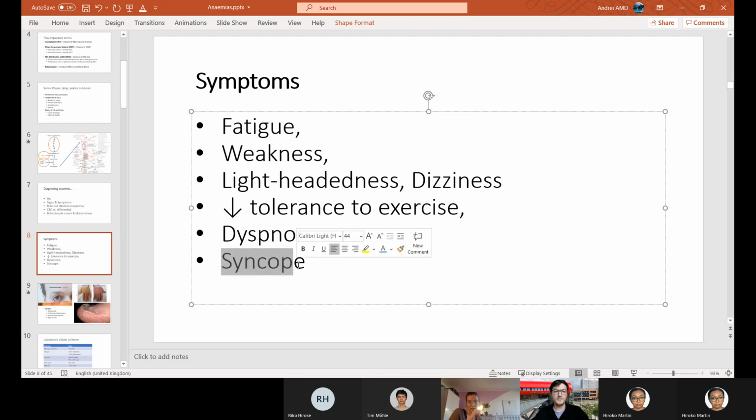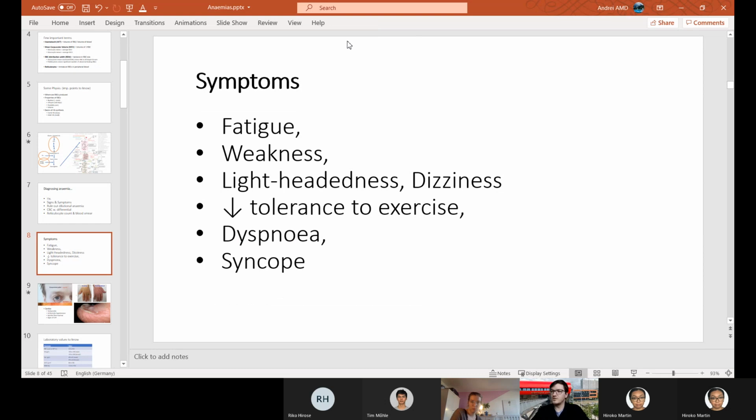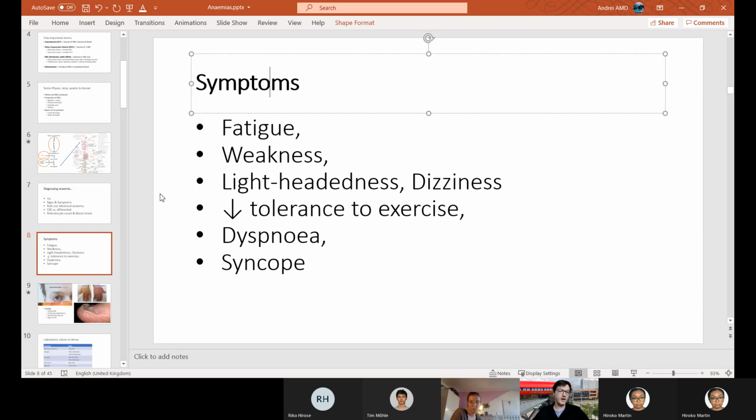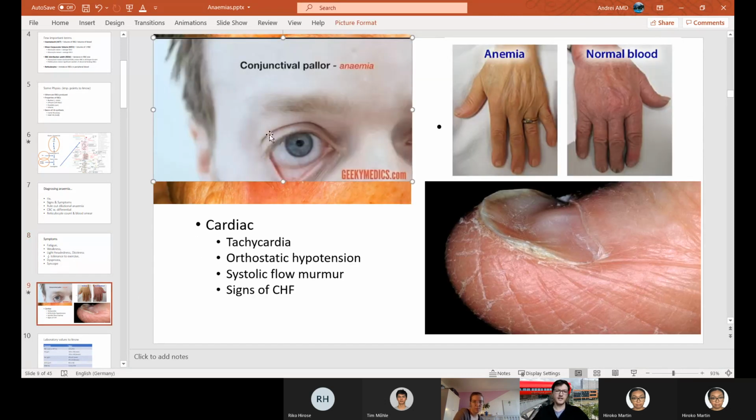And then syncope. Syncope is something that happens when there's not enough perfusion or not enough oxygen reaching the brain. And that can totally happen in case the patient is very anemic. All right. By the way, does anybody know the difference between symptoms and signs? Symptoms are subjective while signs are objective. Nice. So symptoms is what the patient will tell us.